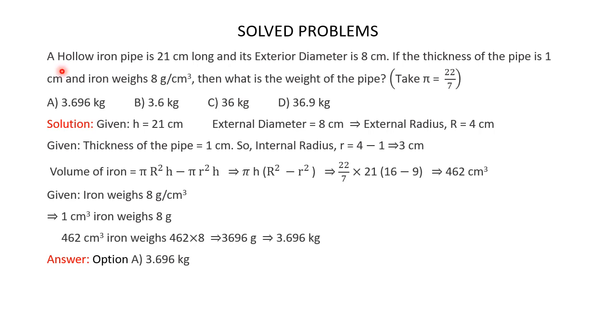A hollow iron pipe is 21 centimeters long and its exterior diameter is 8 centimeters. If the thickness of the pipe is 1 centimeter and the iron weighs 8 grams per centimeter cubed, then what is the weight of the pipe? Take pi is equal to 22 by 7. Here you are given four options and you have to find out which of these options is the correct one. So here you are asked to find the weight of the pipe.